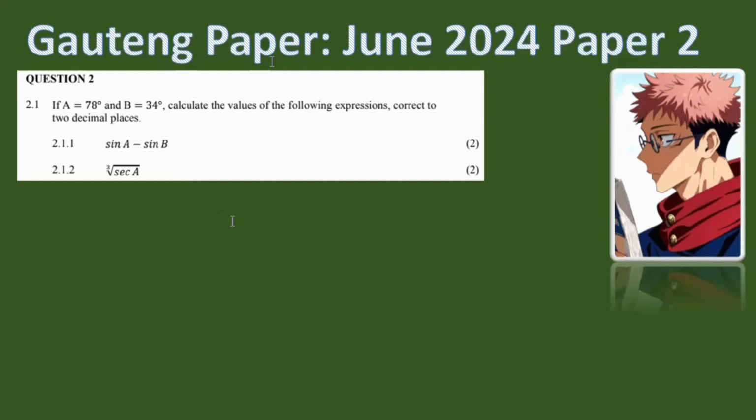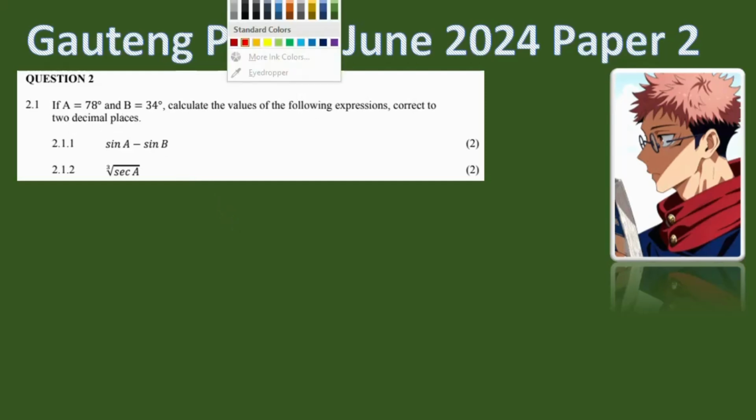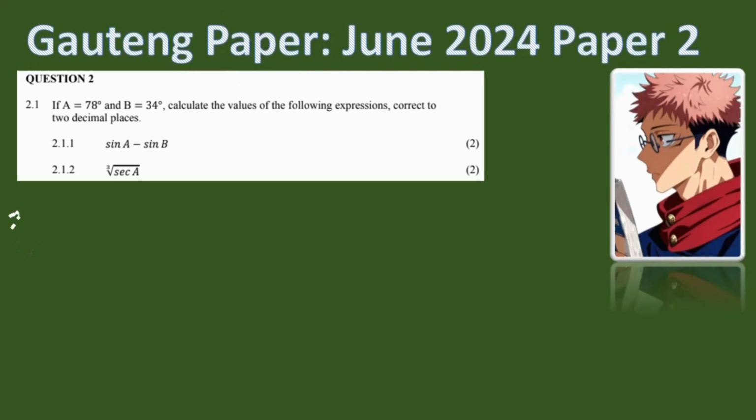And then remember, any question like this, I don't expect anyone to lose marks here. 2.1.1. You are just going to substitute those things. What is A? A is 78 degrees minus the sine of what is B? B is 34 degrees. There you go.